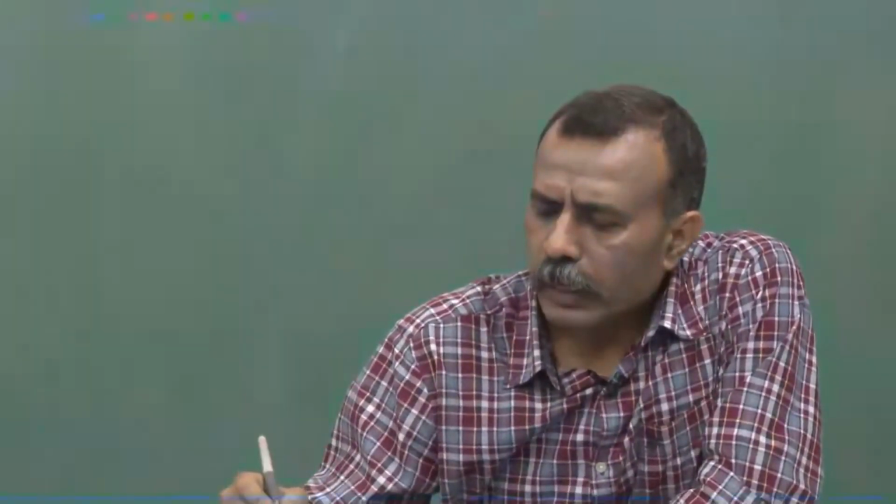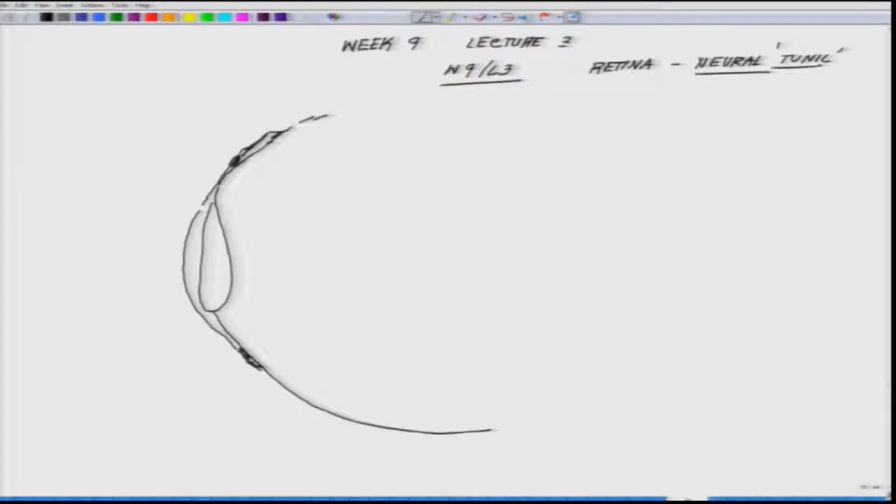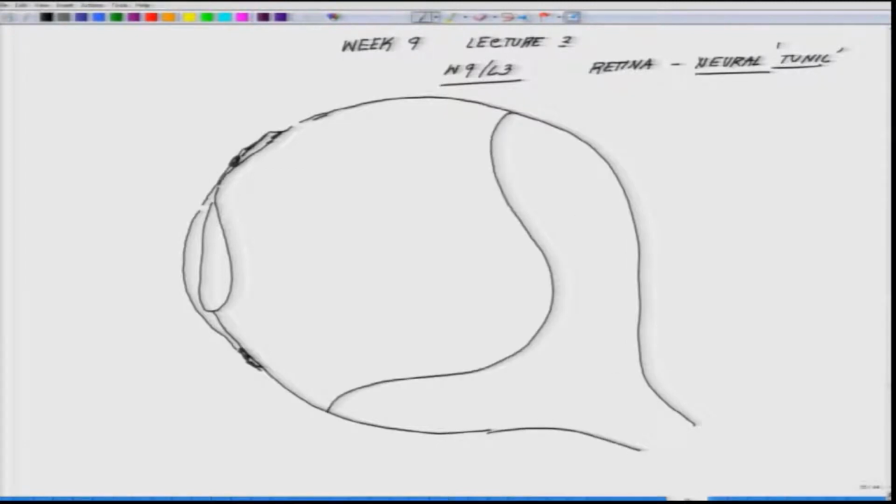So, it's a neural structure, and I have already given you the blueprint of where it is lying. This is your lens, and this is your cornea and ciliary muscles out here, controlling the exposure, and here is your retina. So here is the lens, here is the cornea, here is the retina.